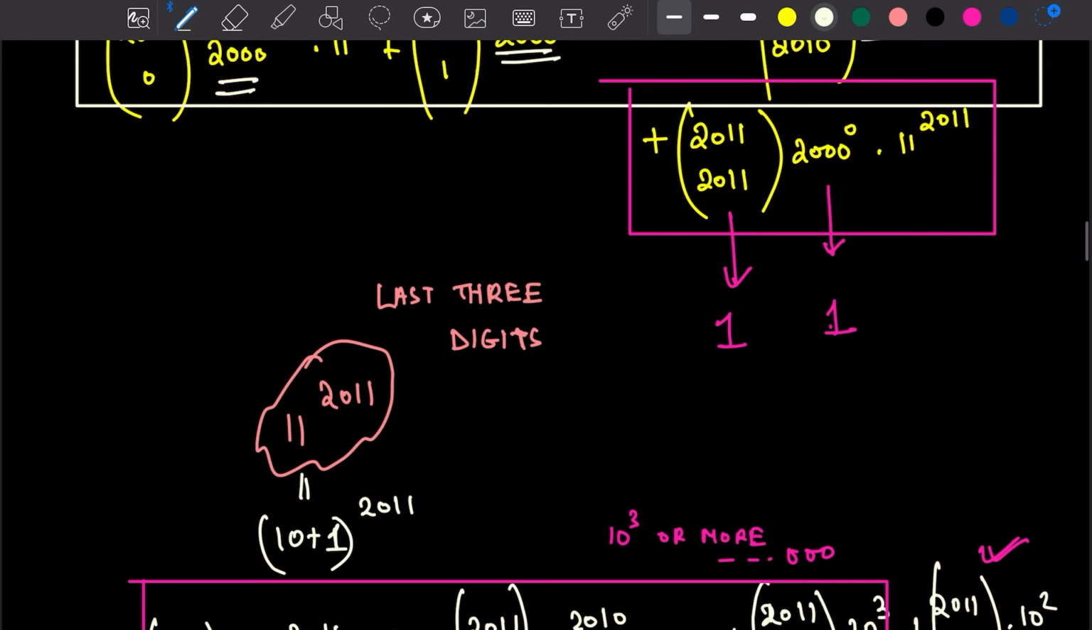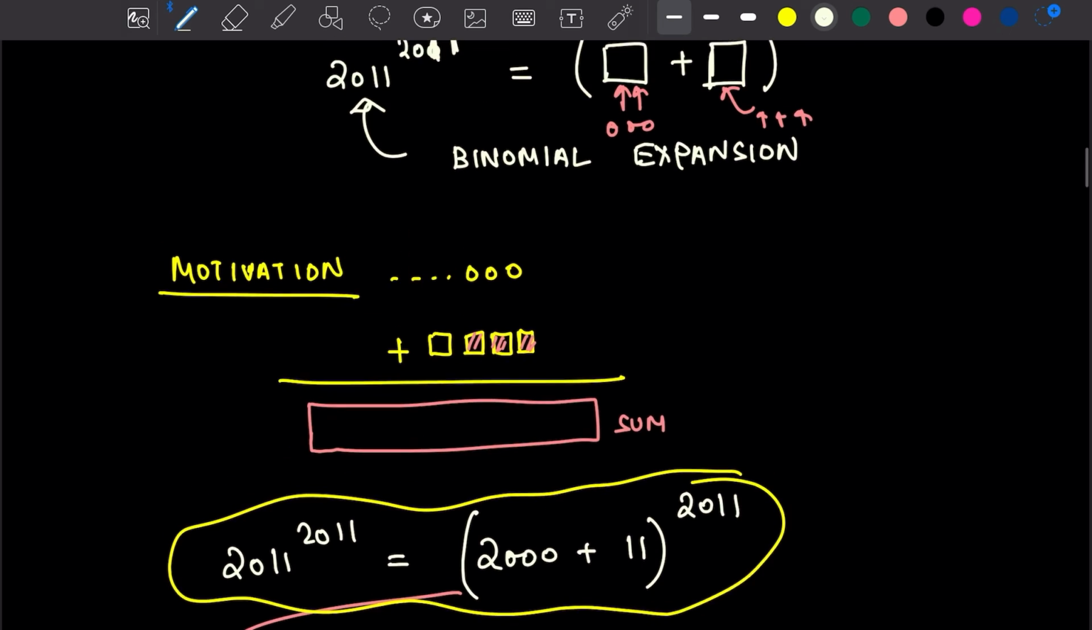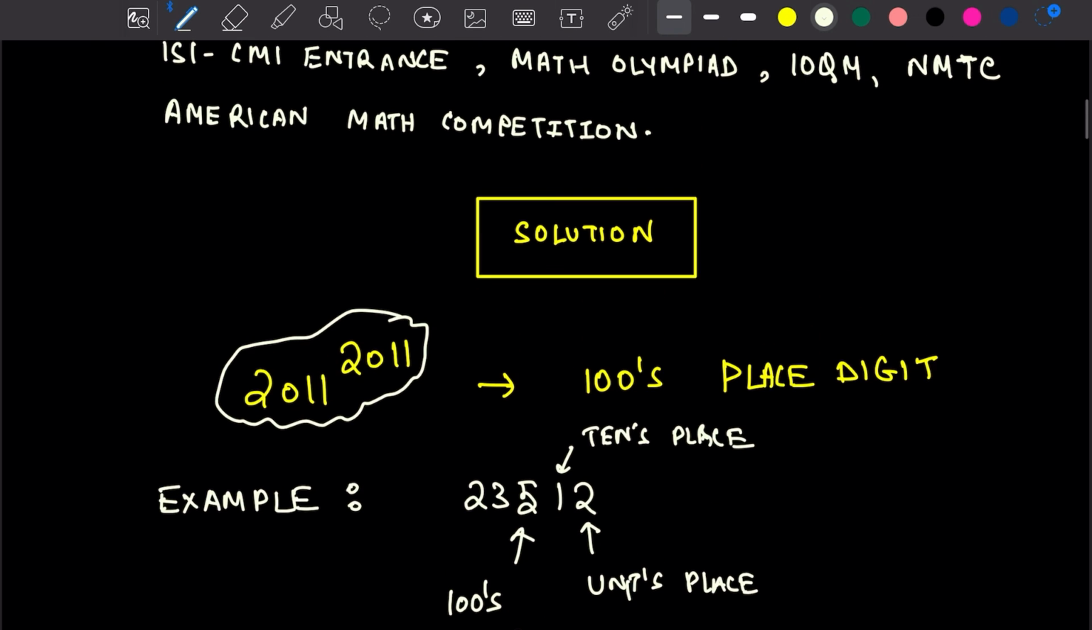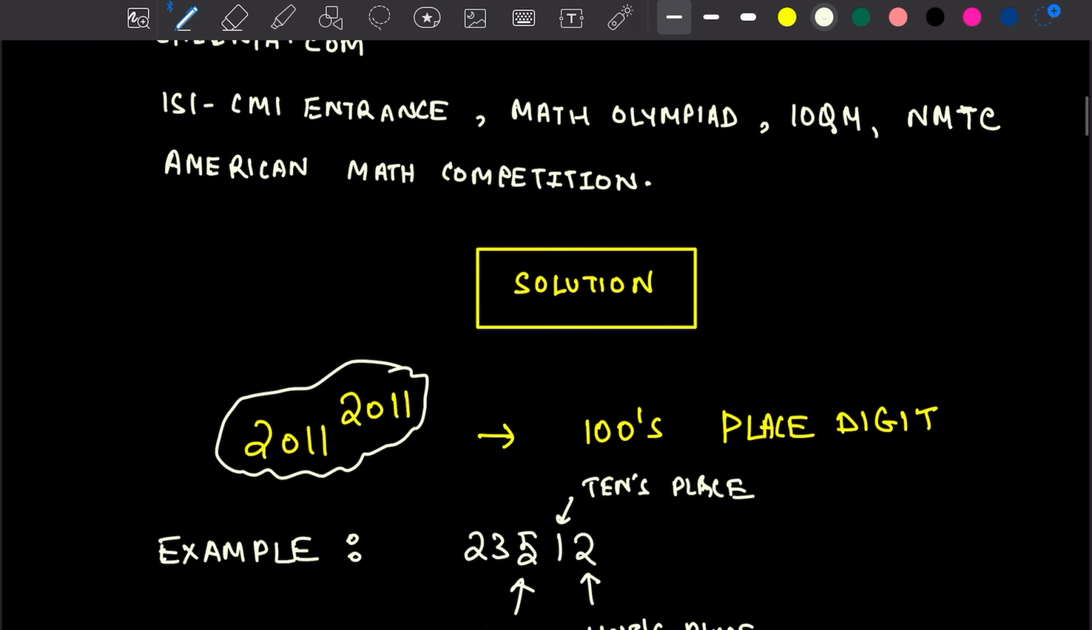I hope you learned something from this problem. The main idea was to apply the binomial theorem to a number theory problem for mathematical Olympiads.